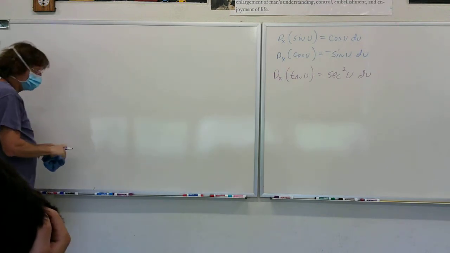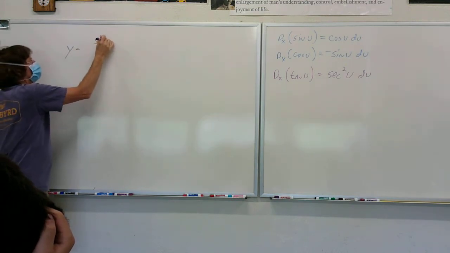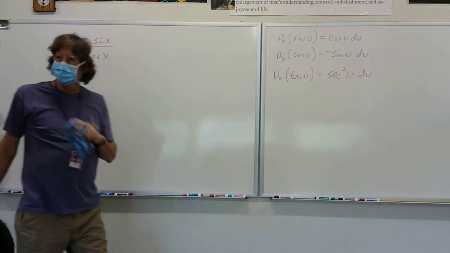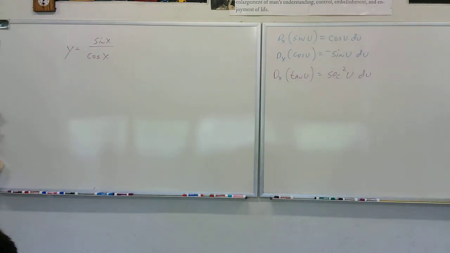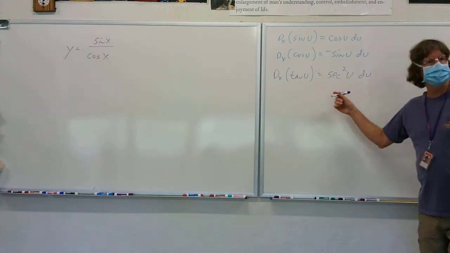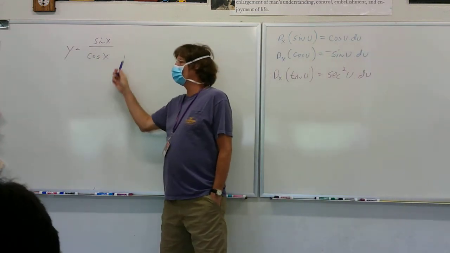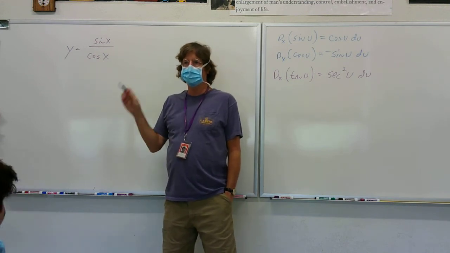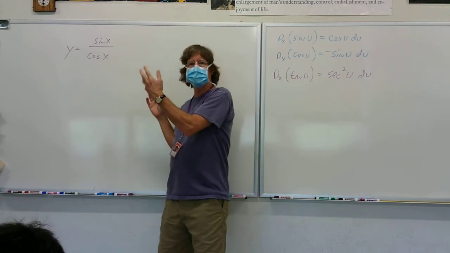Let's do this. Let's go y equals sine x over cosine x. That would be the quotient rule, wouldn't it? Everybody agree that would be the quotient rule? Somebody says, no, Mr. Evans, it's y equals tangent x, and I can just use this rule. You're absolutely right. You really don't need to use the quotient rule for that, because that is what? Tangent x. And the derivative of tangent x would be what? Secant squared x. Right?